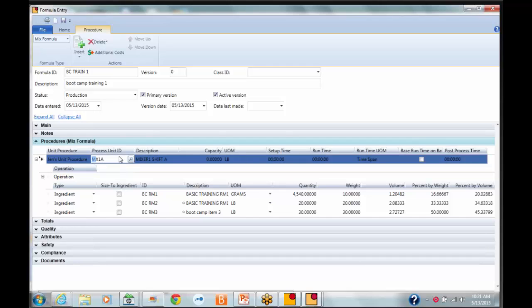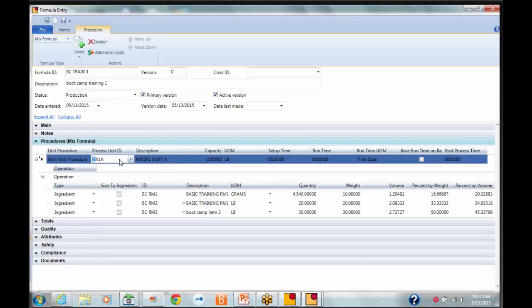I can assign a mixer unit. Keep in mind, this is your master formula. It's not an individual batch. So if this particular formula is sometimes made on mixer 1, but sometimes made on mixer 2, sometimes made on mixer 3, and it's kind of an even split, you might not want to put this in here because you'd always be changing it. But if this type of formula always goes to mixer 1, then it would make a lot more sense to put it in here.